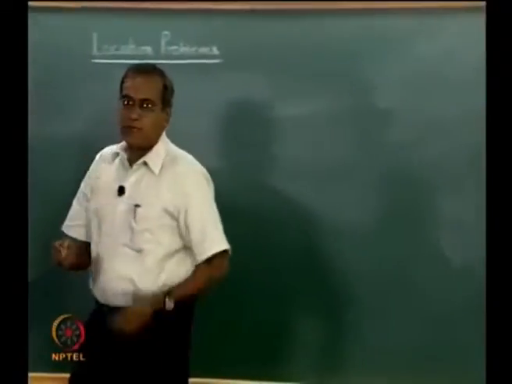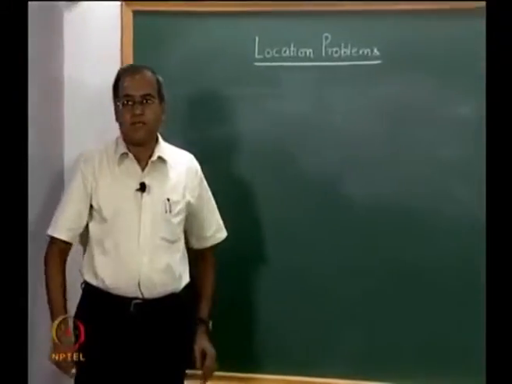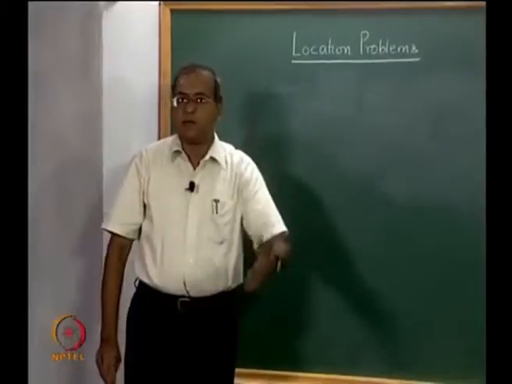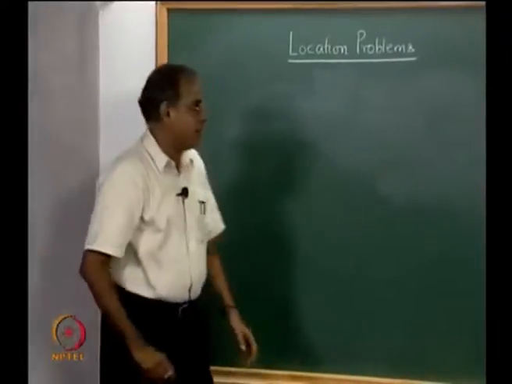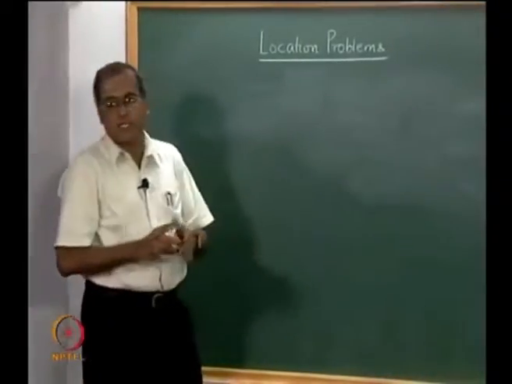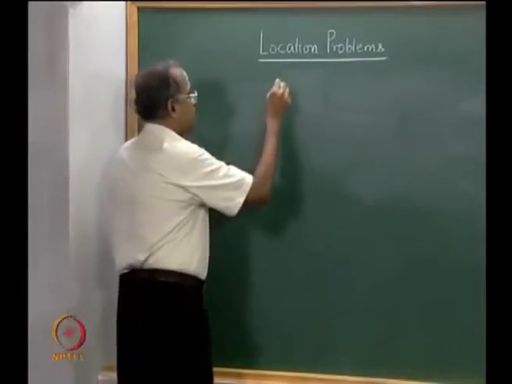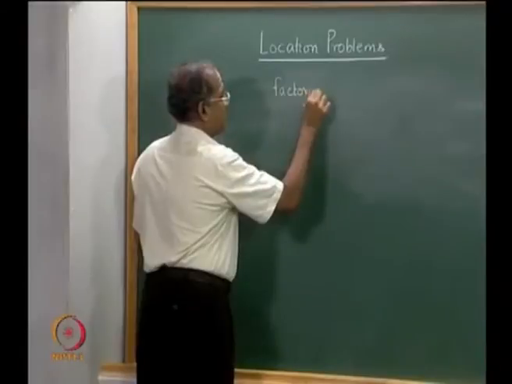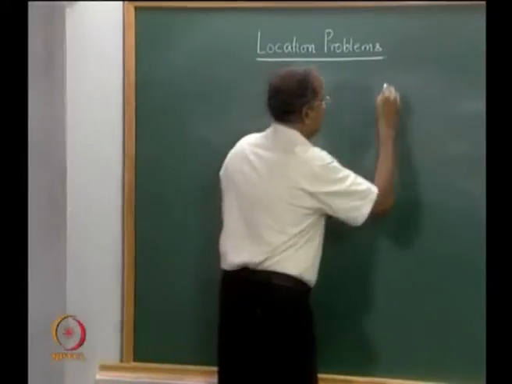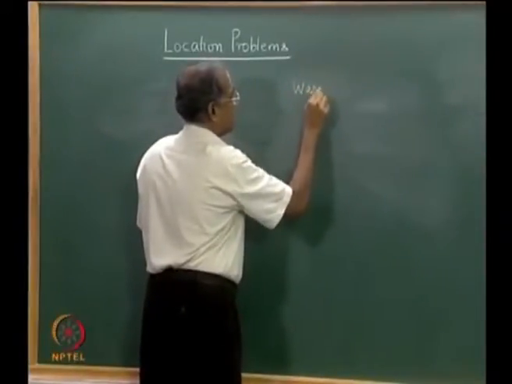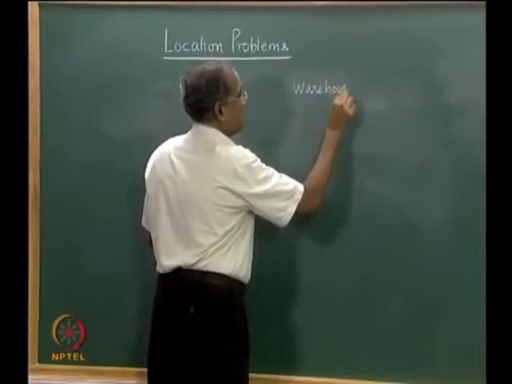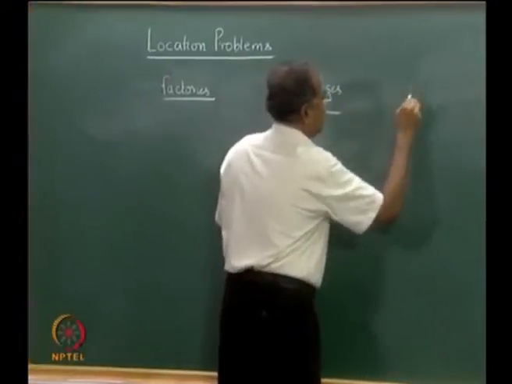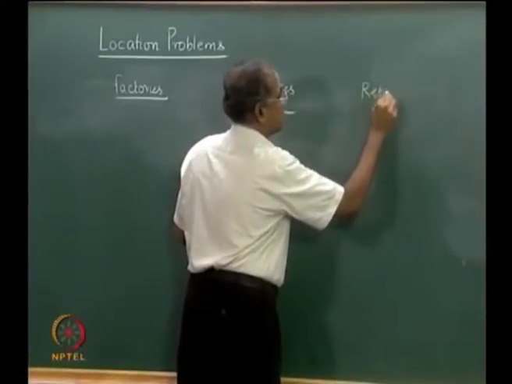So, when we looked at the basic fixed charge problem, we said there are plants or production facilities and there are demand points or distribution points. Now, we can expand this to consider intermediate facilities. So, there could be factories here, there could be warehouses here or distribution centers, and then there would be retailers or customers.